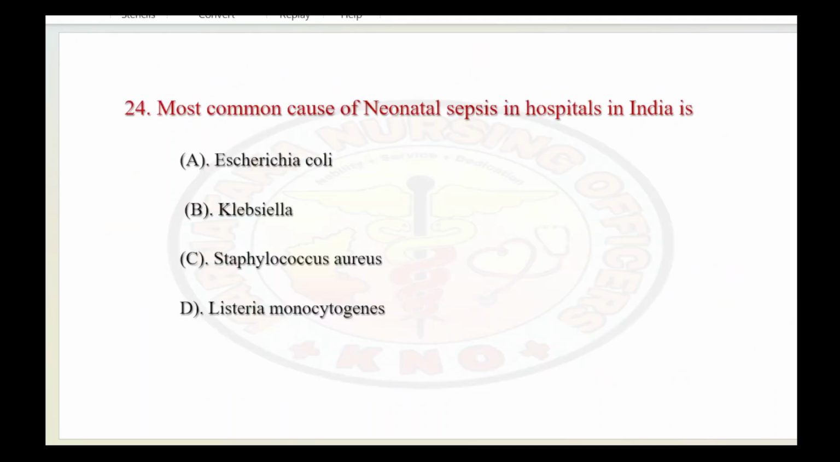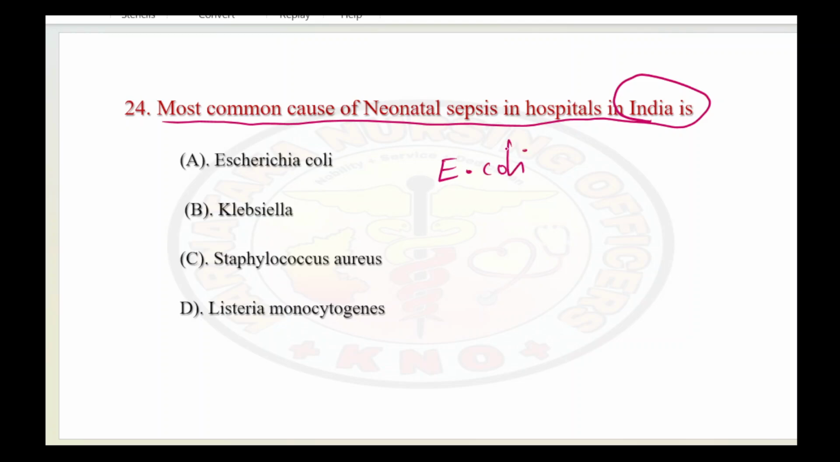Okay. So let's move on to the next question here. Most common cause of neonatal sepsis in hospitals in India. Okay. So neonatal sepsis. The right answer is E. coli. Okay. In India, if they are asking you, the answer is E. coli. And worldwide, if they are asking you, the answer is Klebsiella.